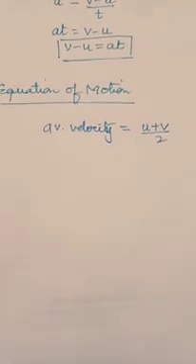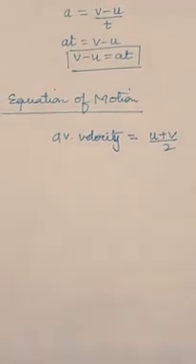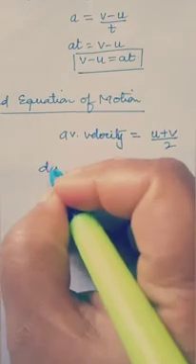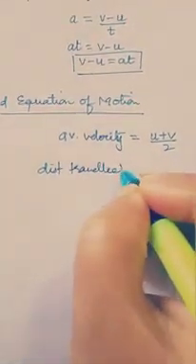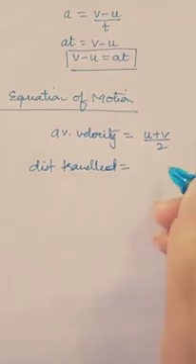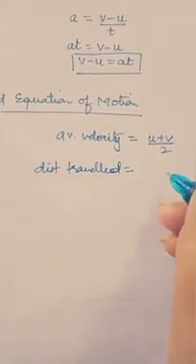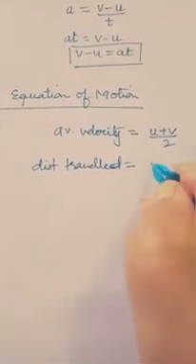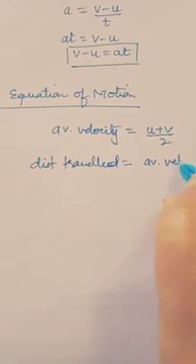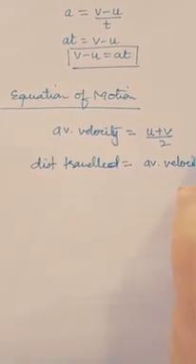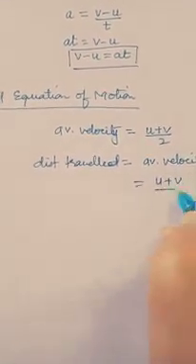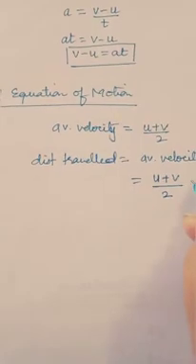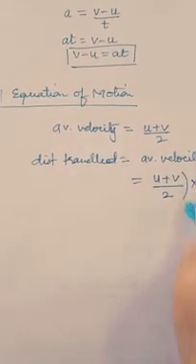So the distance traveled will be equal to what? Distance is equal to velocity into time period. So this velocity will be written over here, average velocity into the time. Average velocity will be written as u plus v divided by 2, into time.